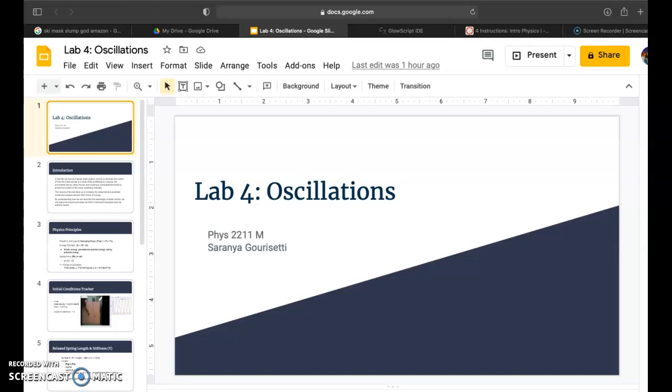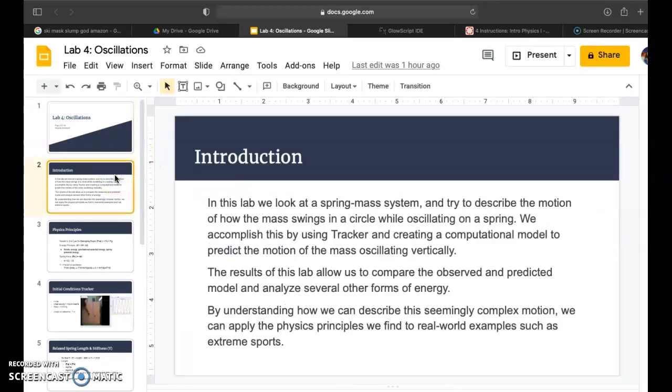Lab 4 Oscillations. In this lab, we look at a spring mass system and try to describe the motion of how the mass swings in a circle while oscillating on a spring. We accomplish this by using Tracker and creating a computational model to predict the motion of the mass oscillating vertically. The results of this lab allow us to compare the observed and predicted model and analyze several other forms of energy. And by understanding how we can describe this seemingly complex motion, we can apply the physics principles to real-world examples, such as extreme sports like bungee jumping.